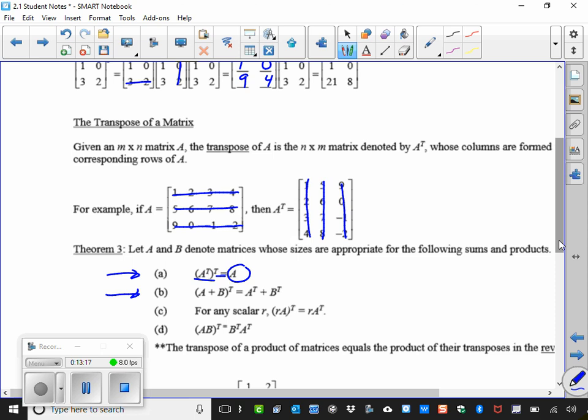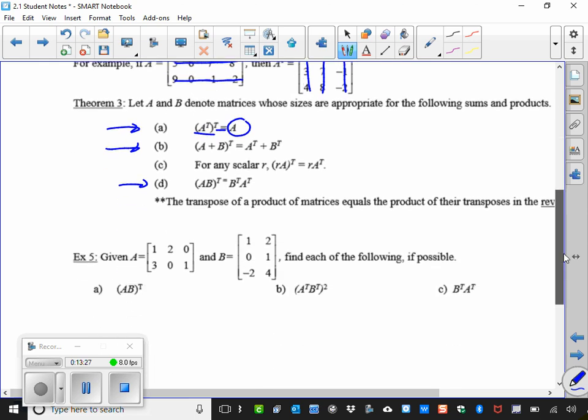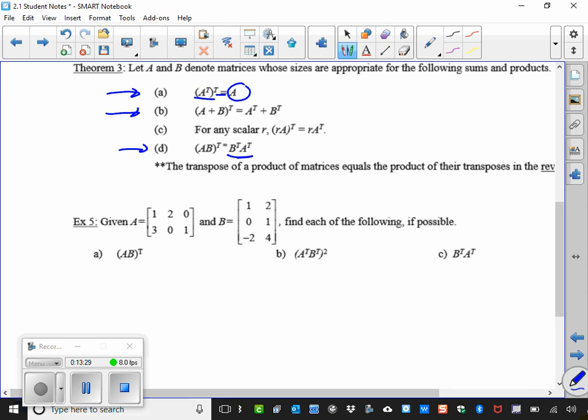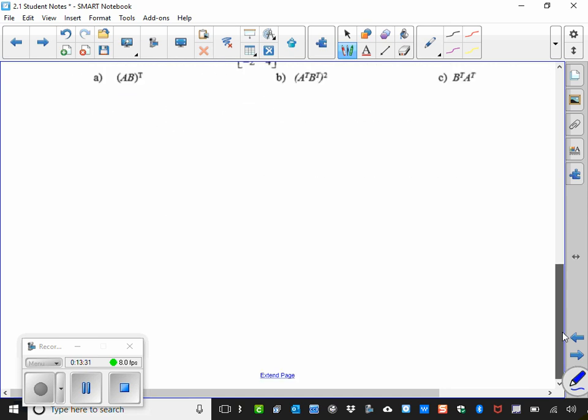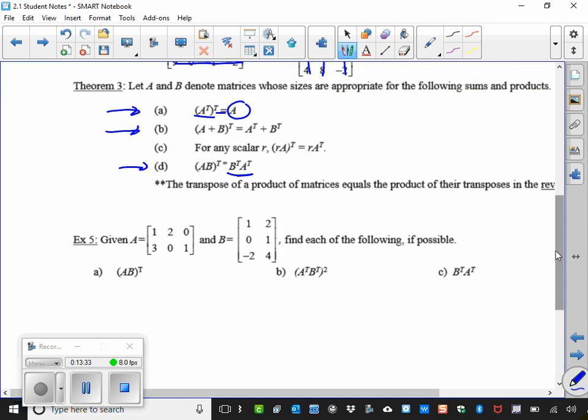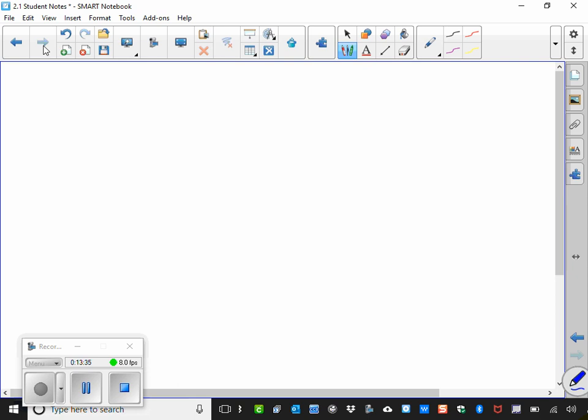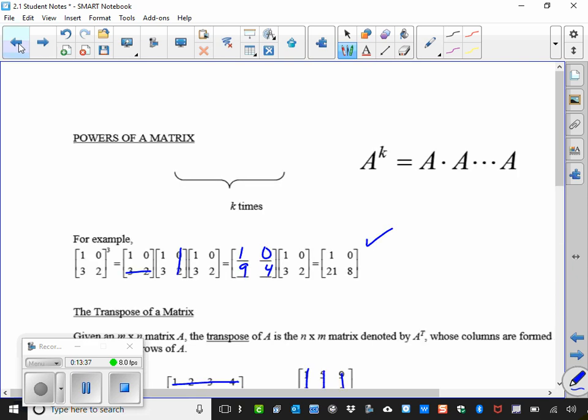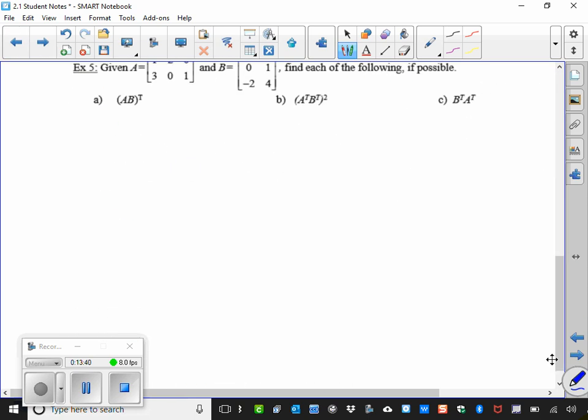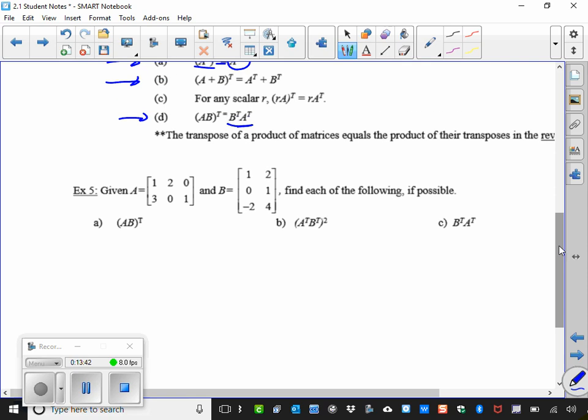All right, and then this guy right here, if you multiply A and B and transpose it, it's the same as transposing B and transposing A and multiplying. So notice the order switched on the other side. The B and the A switched around. All right, so we just have a few little things to do here, and then we are finished, correct? Yes, we are.